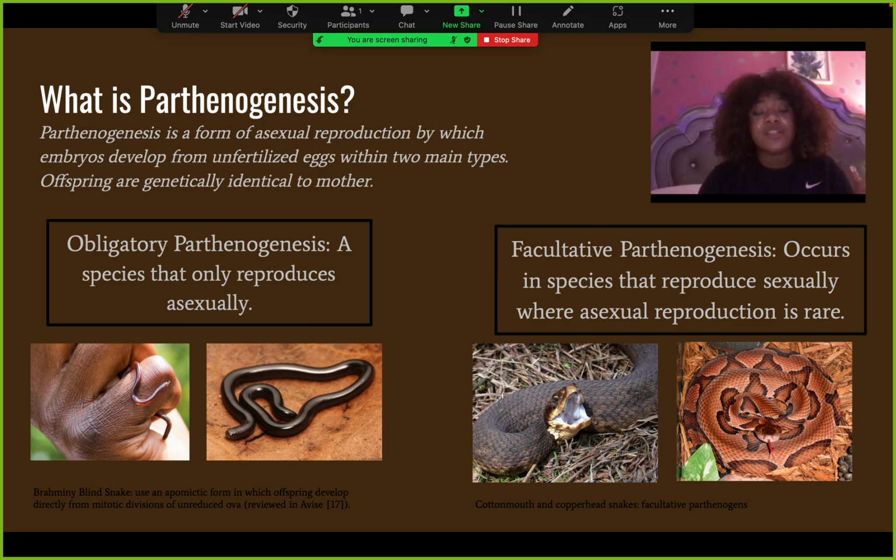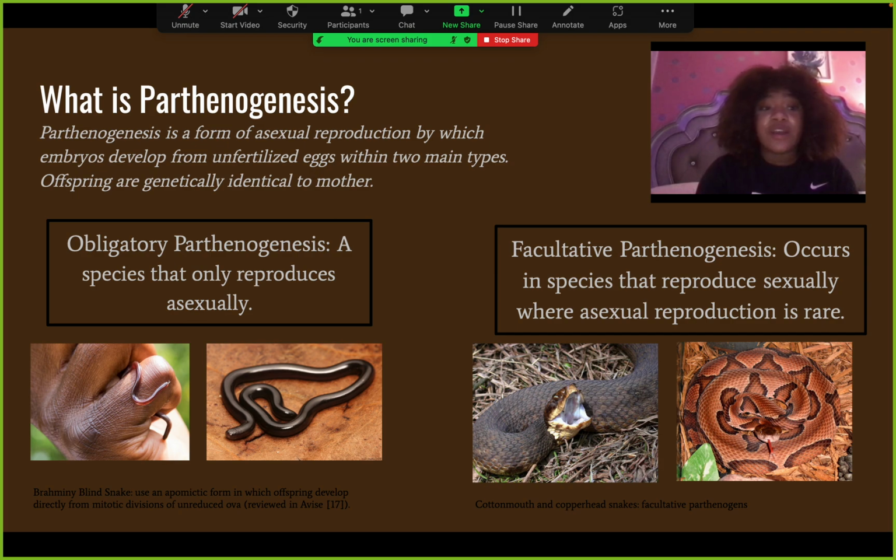On the left, you see our first type, which is obligatory parthenogenesis. This form of parthenogenesis occurs in species where asexual reproduction is the exclusive form of reproduction, and it occurs by necessity. Obligatory parthenogenesis is rare, so it's not as common, and it's usually found in all female populations.